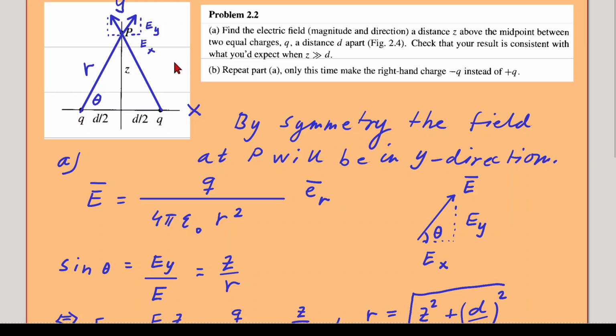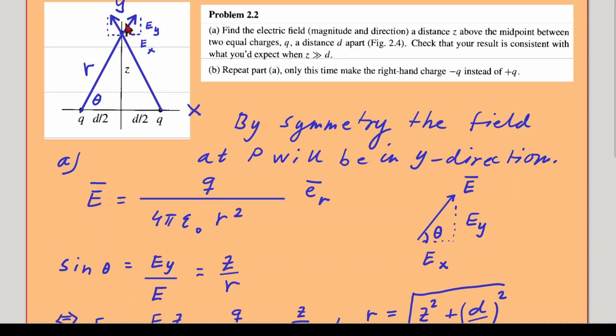Problem in electromagnetism. You have two charges, Q, and the question is, what is the electric field at the point P? And here is the electric field from that charge, and that's the electric field from that charge. And the electric field is given by this formula here.